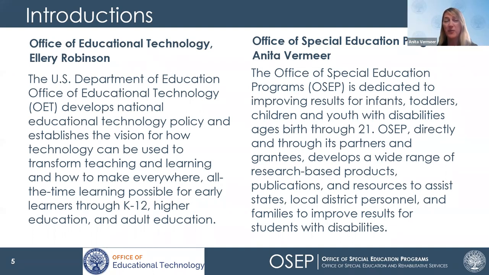So I'm Anita, and I'm from the Office of Special Education Programs. I am a white female with long blonde hair. I've spent most of my career working as a teacher, a coach, technology specialist, and district administrator. Currently, I support a lot of projects in OSEP, which is the Office of Special Education Programs. And we are dedicated to improving results for infants, toddlers, children, and youth with disabilities ages birth through 21. OSEP directly and through its partners and grantees develops a wide range of research-based products, publications, and resources to assist states, local district personnel, and families to improve results for students with disabilities.